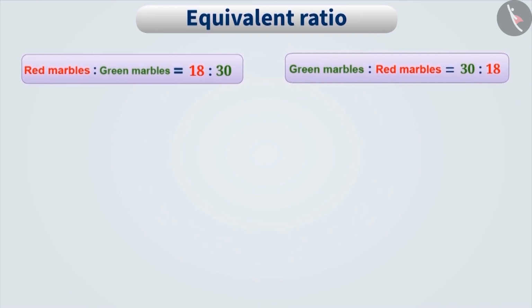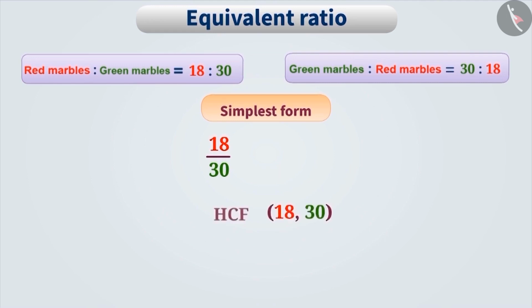Any ratio can be expressed in its simplest form. To do this, we first express the ratio as a fraction. For example, here we will express 18:30 as 18 by 30. Then we will divide the numerator and denominator of the fraction by the HCF of the numerator and denominator. Here, the HCF of 18 and 30 is 6. Dividing both 18 and 30 by 6 will reduce 18 by 30 to its simplest form, 3 by 5.